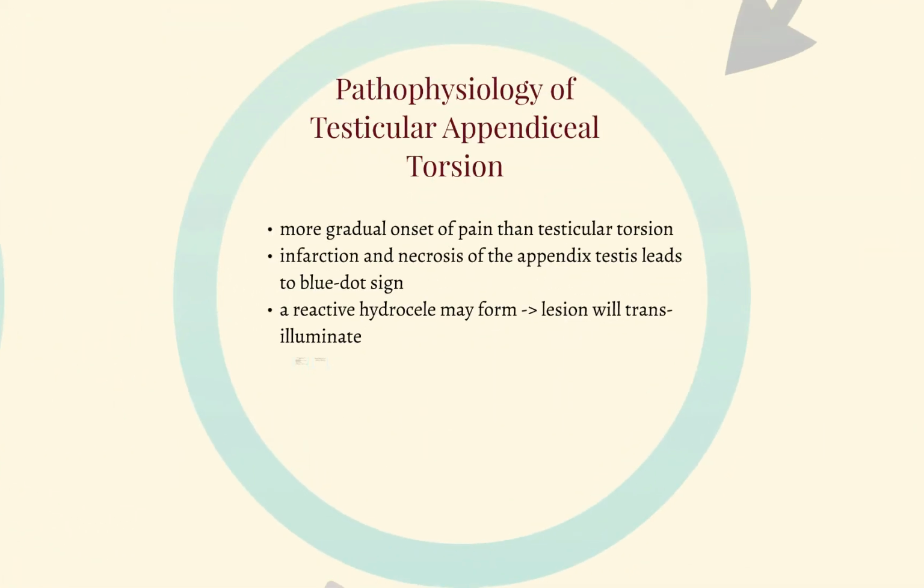Pathophysiology of testicular appendage torsion. These appendages can become acutely inflamed and cause scrotal pain. They're more gradual in onset than testicular torsion, with pain ranging from mild to severe. Torsion of appendages can lead to their infarction and necrosis, which is responsible for the blue dot sign on the scrotal skin, localized at the anterior superior aspect of the testes. Additionally, torsion of this sort can lead to reactive hydrocele, which can lead to the lesion transilluminating.